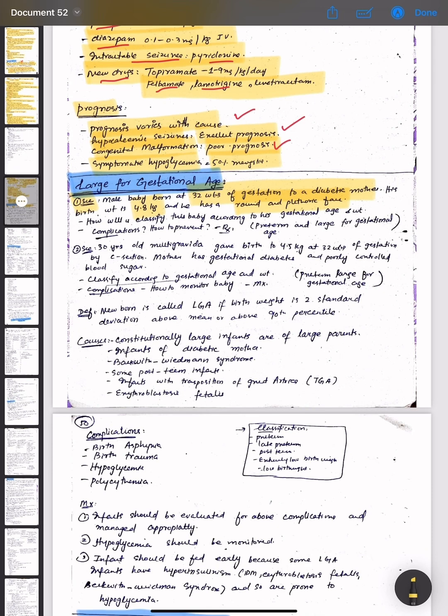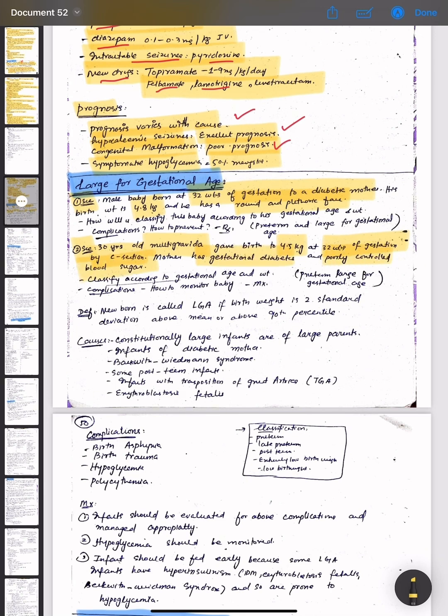How will you classify this baby according to his gestational age and weight, and what are the complications and how to prevent and treat? Another scenario is that there is a 30 years old multigravida who gave birth to a 4.5 kg baby at 32 weeks of gestation by C-section. Mother has gestational diabetes and poorly controlled blood sugar.